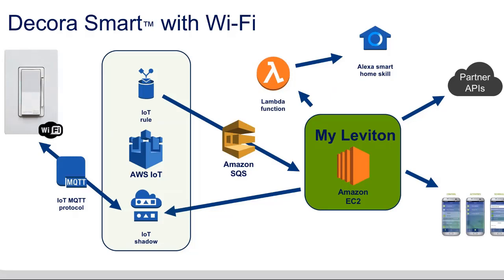And working in the other direction, let's say you are talking to your Alexa device or your mobile app, using it to control. It talks back to our MyLeviton service, which would in turn write directly to the shadow, handing that off to the IoT Core, which does the heavy lifting of managing that massive fleet of devices that are out there, and sending the right command to the right device. And again, it's instantaneous and it's seamless.